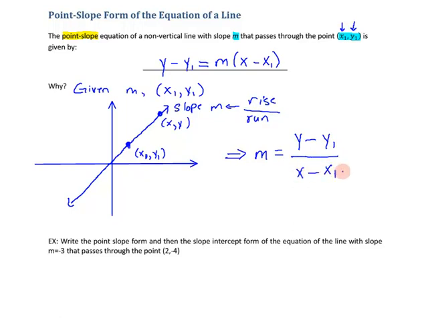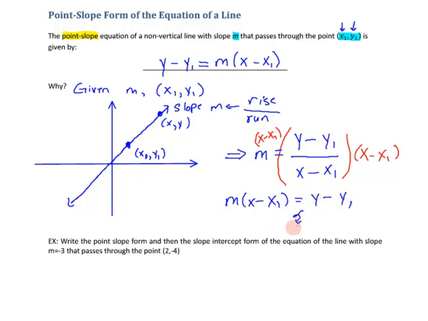x minus x1. Now if I multiply both sides of this equation, which I know is true by definition of slope, by x minus x1, I would have the equation m times (x minus x1) equals y minus y1, or if I just switch the order, y minus y1 is equal to m times (x minus x1). That's where this equation right here comes from. But the whole point here is, now if you're given the slope and you're given a point, you have the equation for a line by just plugging into this equation.